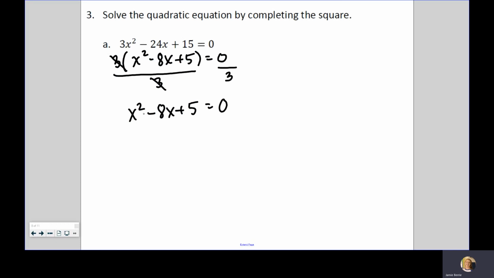All right, so my first step in completing the square is to move the constant term to the right-hand side. So I'm going to move the constant term over to the right-hand side. So I subtract 5 from both sides.